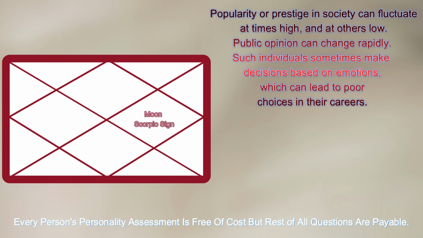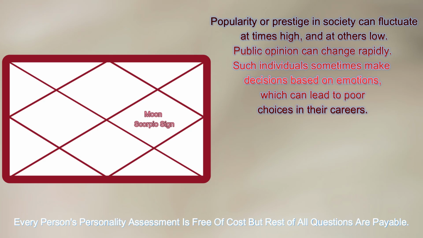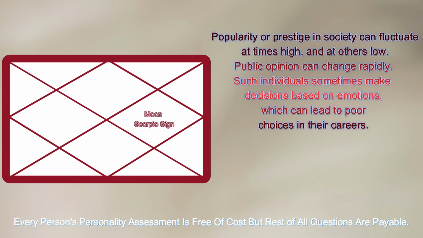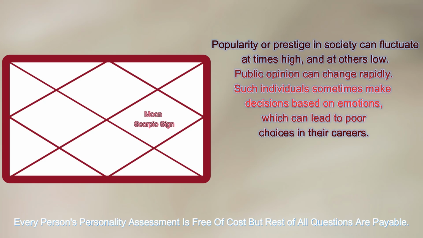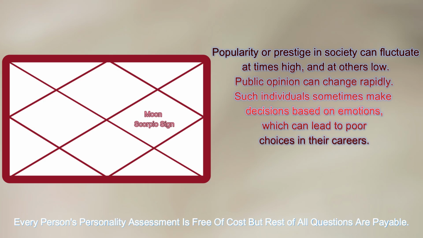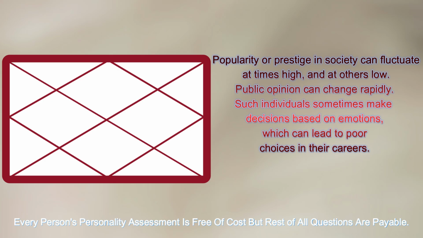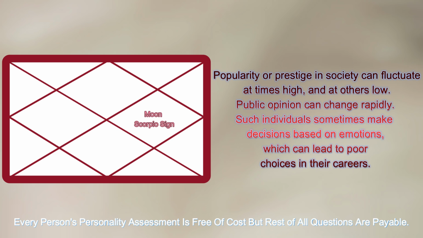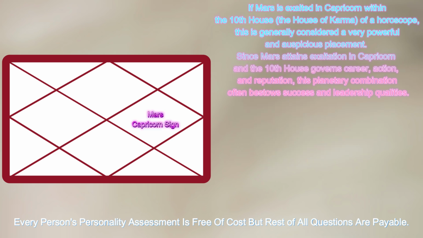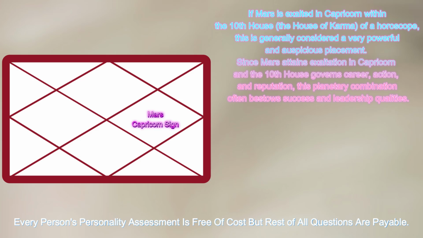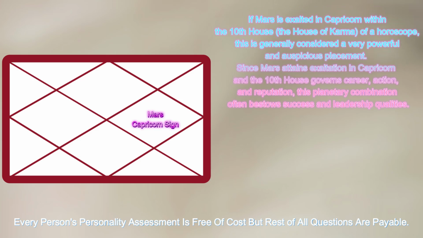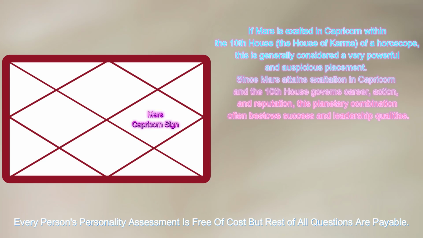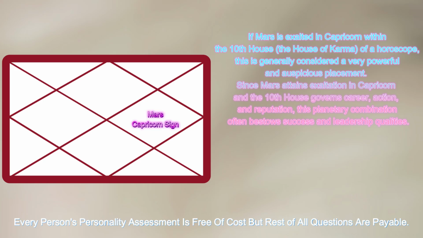Popularity or prestige in society can fluctuate, at times high, and at others low. Public opinion can change rapidly. Such individuals sometimes make decisions based on emotions, which can lead to poor choices in their careers. If Mars is exalted in Capricorn within the 10th house, the house of karma, of a horoscope, this is generally considered a very powerful and auspicious placement.